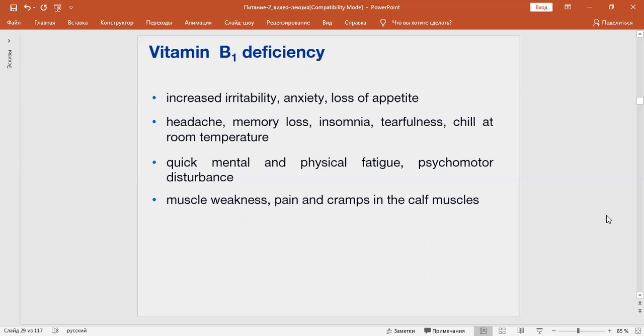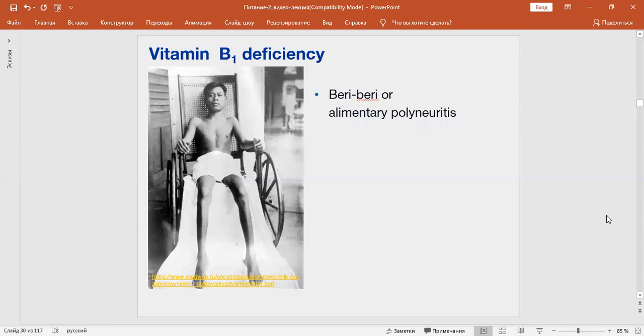Both metabolism violation and cardiovascular and nervous system disorders entail psychomotor disturbance, muscle weakness, pain and cramps in the calf muscles. The disease connected with thiamine deficiency is alimentary polyneuritis or beriberi. Beriberi is a serious and potentially life-threatening condition.